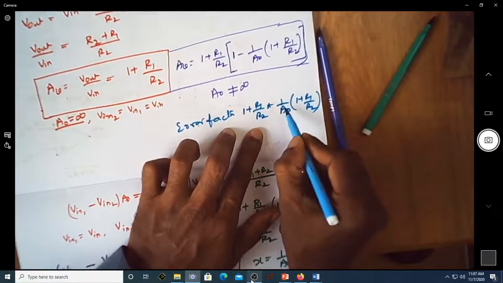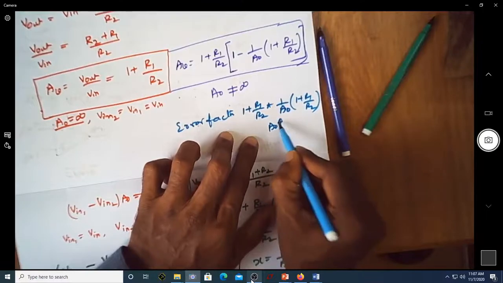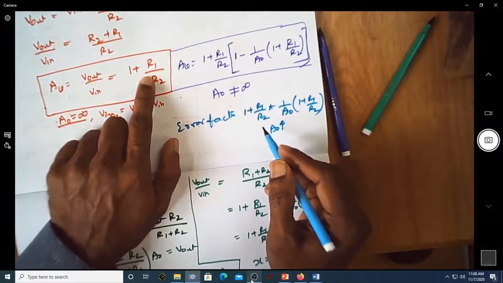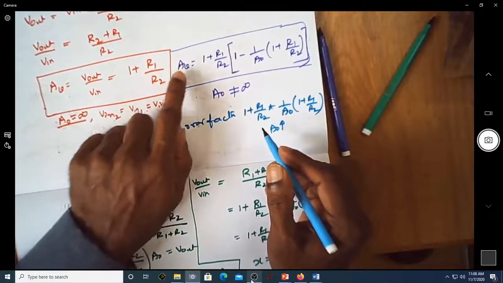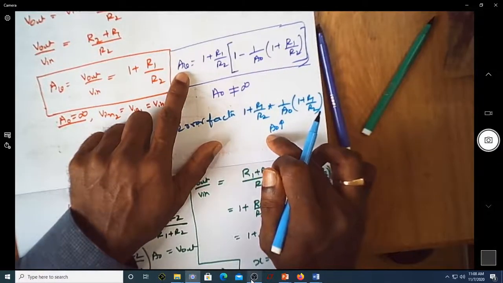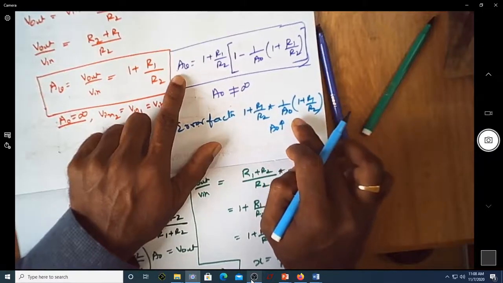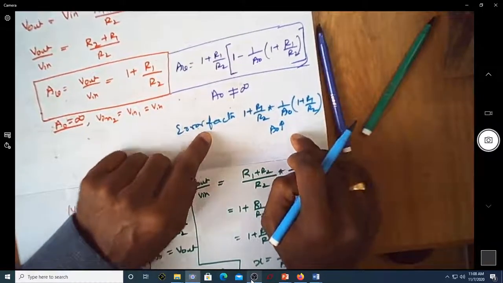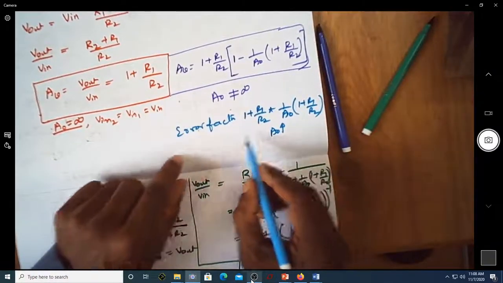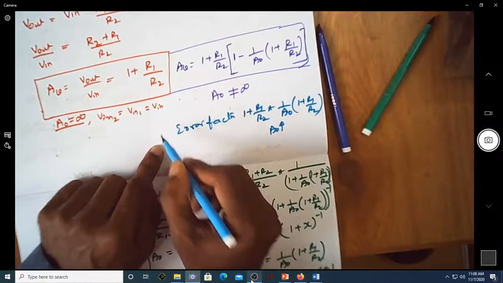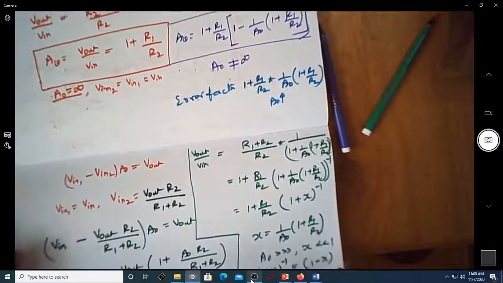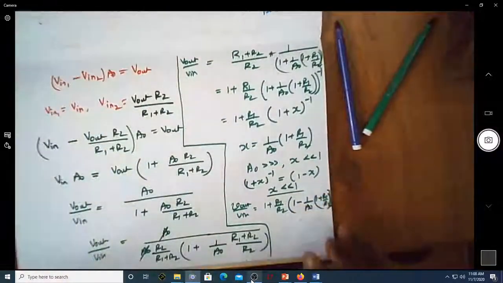If you can see here, if the value of A naught is very large, this error factor is least. Meaning this was the ideal value. From this ideal value, the typical value deviates with this much error. This error will be inversely proportional to A naught. Meaning if the value of A naught is more and more, I'm going to have lesser and lesser error. So this is one way of looking into the expression for the voltage gain of a non-inverting amplifier using op-amp.